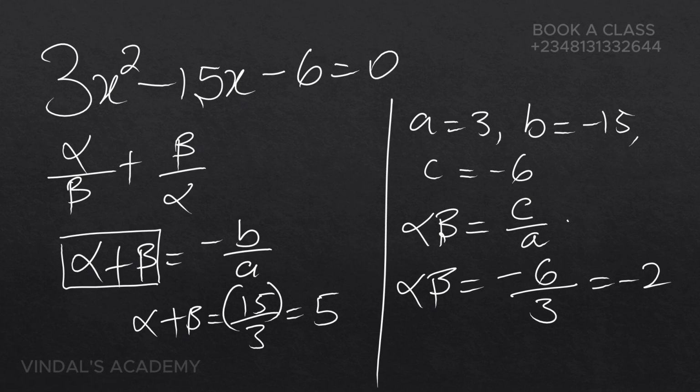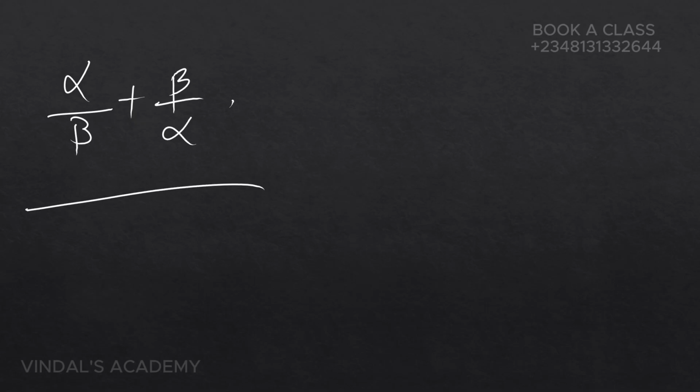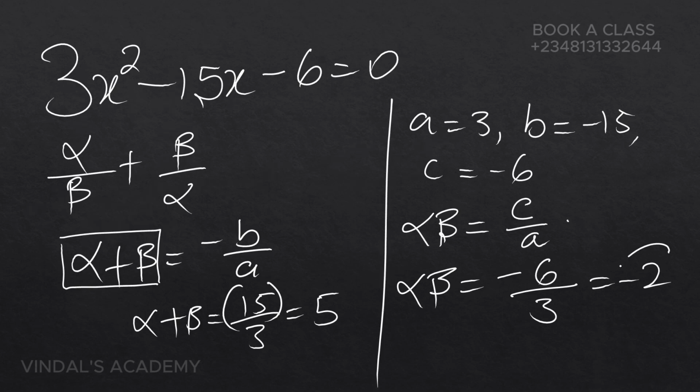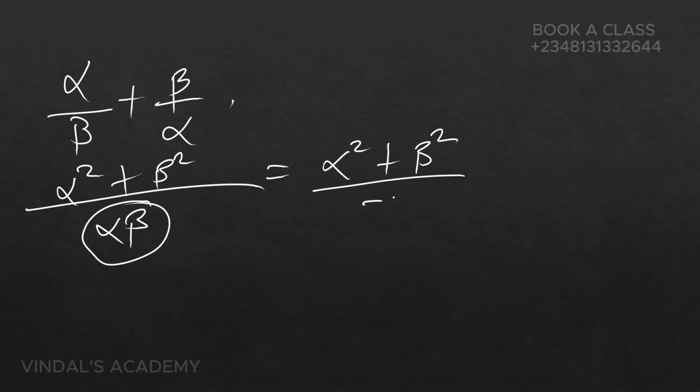So I've gotten the sum and I've gotten the product. So let's go back. In terms of alpha over beta plus beta over alpha, you need to simplify it. LCM is going to be alpha beta, and this is going to be alpha square plus beta square. Therefore, I have alpha square plus beta square all over the product. From what I did, the product is minus 2. So this place is minus 2.